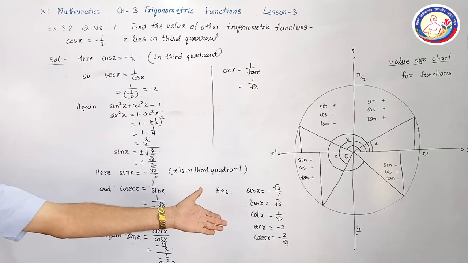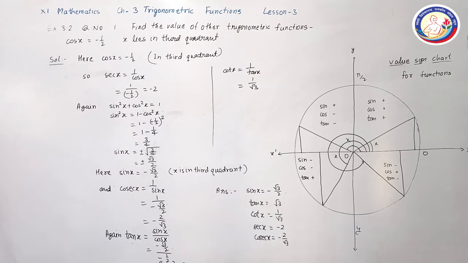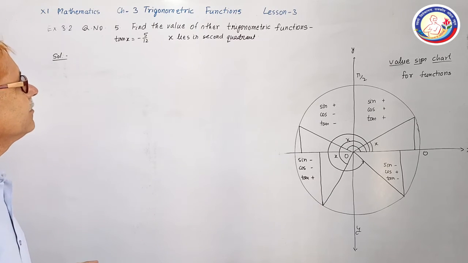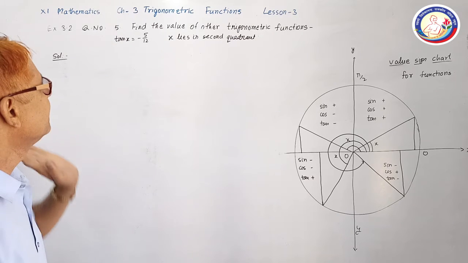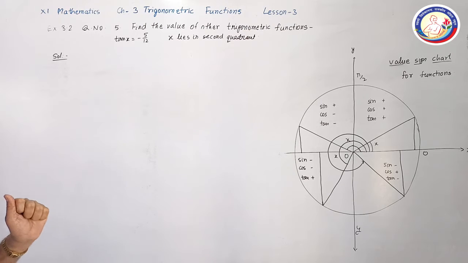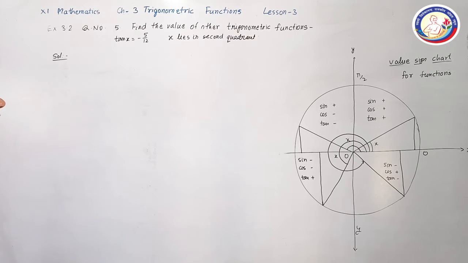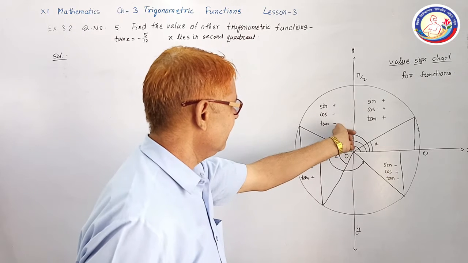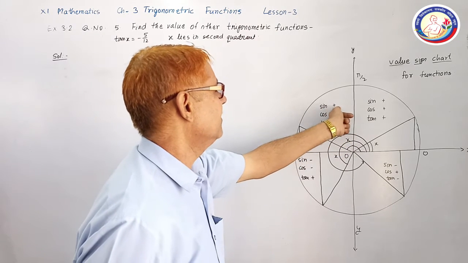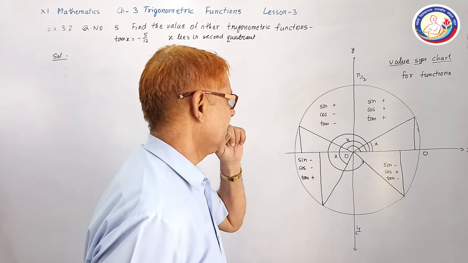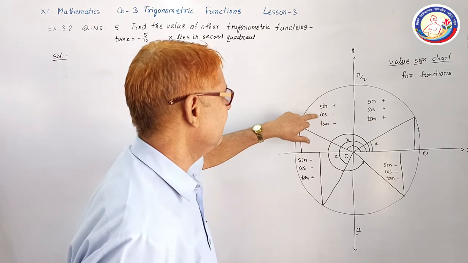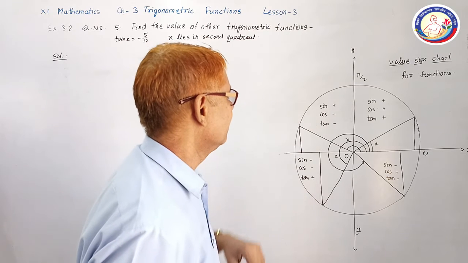So we will use this method for finding values of different trigonometrical ratios if one ratio is given. Now we take similar question number 5. We are given the value of tangent x and it is equal to minus 5 by 12 and x is in second quadrant. Now see the second quadrant. Tangent is negative here, cosine is negative and sine is positive. And the related ratio cosec will be positive, sec will be negative and cot will be negative.